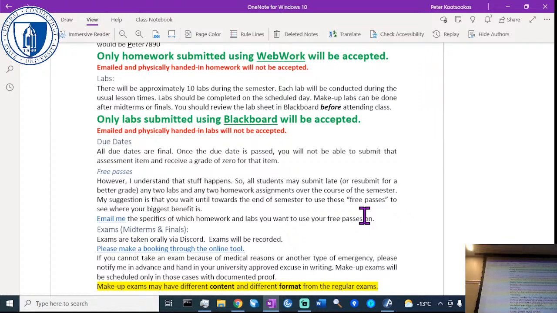The other thing is, as you can see there on free passes, I give every student 2 free passes on labs and 2 free passes on homework. That means for no reason or any reason, you could ask to resubmit or submit for the first time late any 2 assignments. I suggest you keep those until towards the end of semester. Don't burn them up in the first 2 weeks or the first 3 weeks. That way you can see what the best bang for buck is.